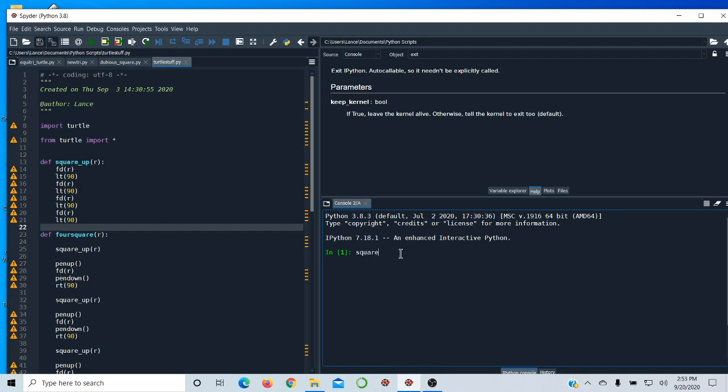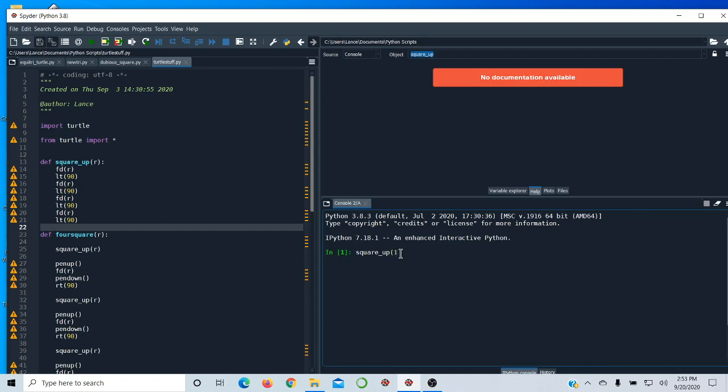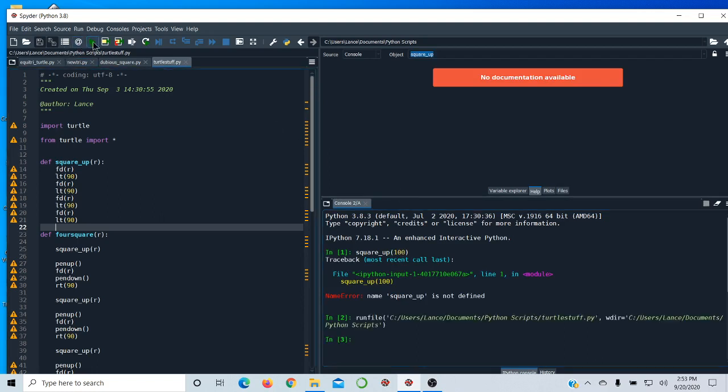So let's try and do that. Square up, scale factor 100, and that's because I didn't do this. You have to run that file to get the things in it to be defined.